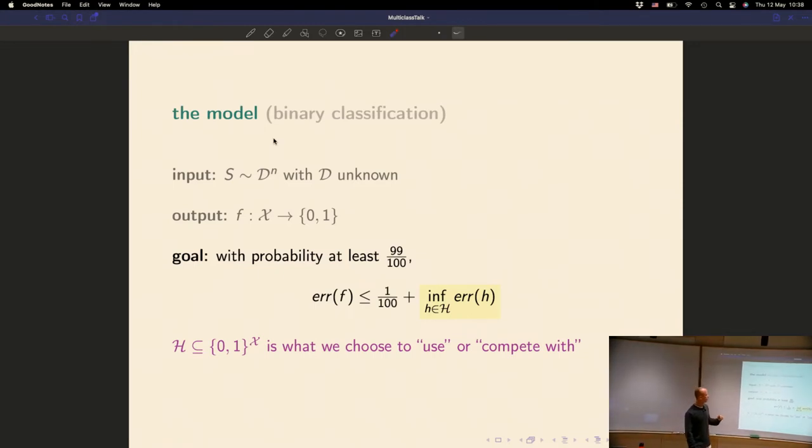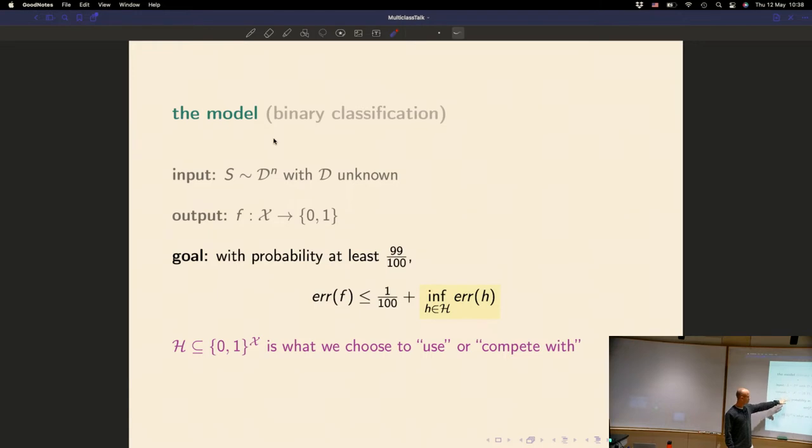This is the model. We get a finite amount of data from an unknown distribution, IID. We want to output a classification on all the data, and this is the goal, what we want to achieve.